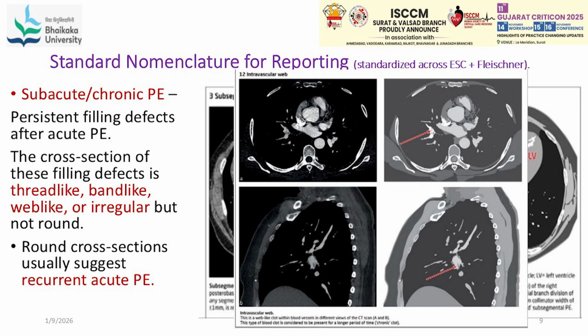These are the waves because of the chronic blood clots inside the pulmonary vessel, which take the shape of waves, but not the round shape, right?